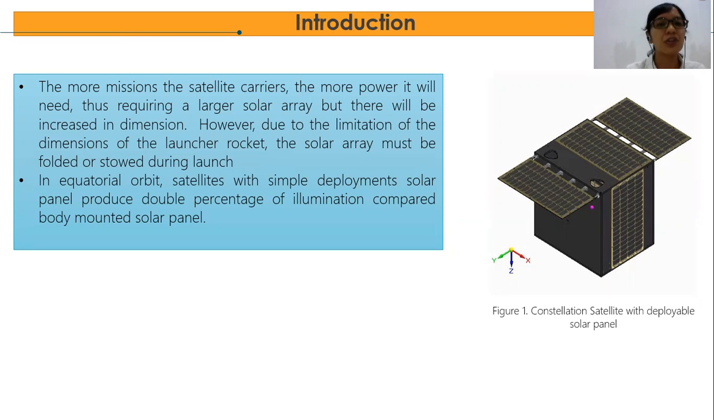during launch. Not only that, based on research, in equatorial orbit, a satellite with a simple deployment solar panel will produce double the percentage of illumination compared to a body-mounted solar panel. So the simple deployment solar panel will have more power than the body-mounted solar panel. This is the simple deployment, and this is the body-mounted solar panel. Therefore, the satellite constellation will implement the deployable solar array to perform its mission, as illustrated in this picture.